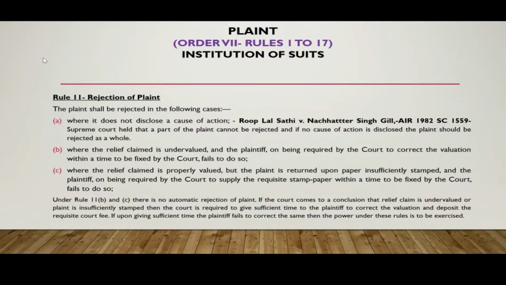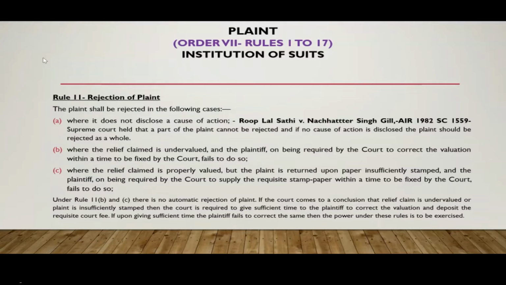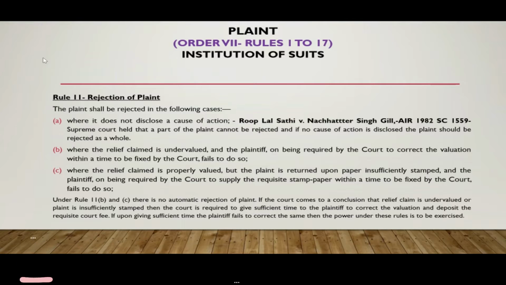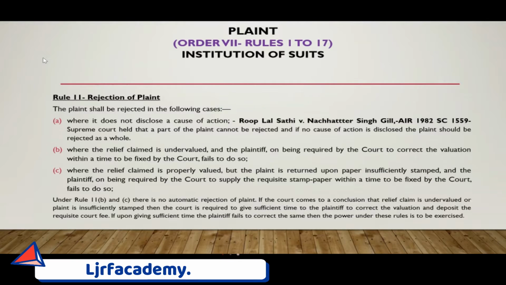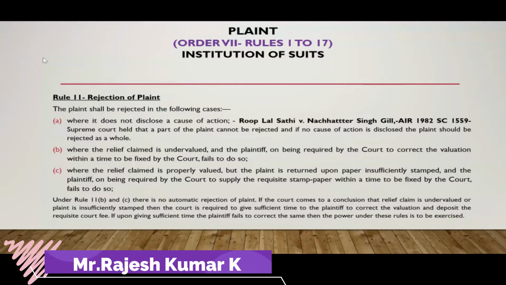Rejection of plaint means the court says that we cannot go ahead with this plaint. We are rejecting it. Why is it rejected, and what are the circumstances under which it can be rejected? You should be very clear about that. There are 6 circumstances. Remember, there are 6 circumstances under Rule 11, which says that in these circumstances, a plaint can be rejected by the court.